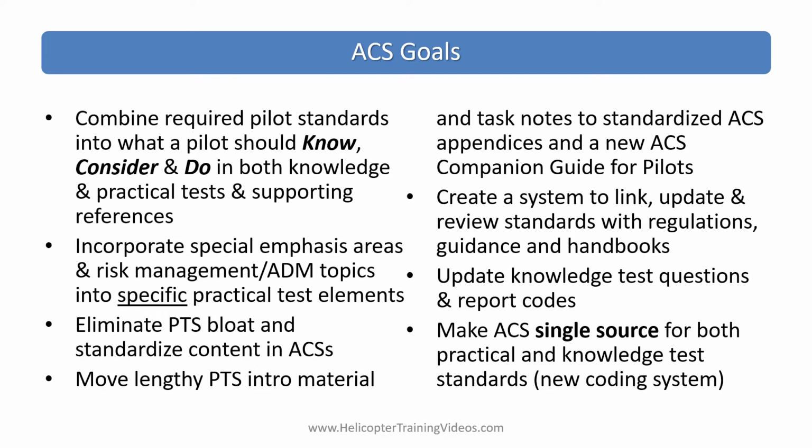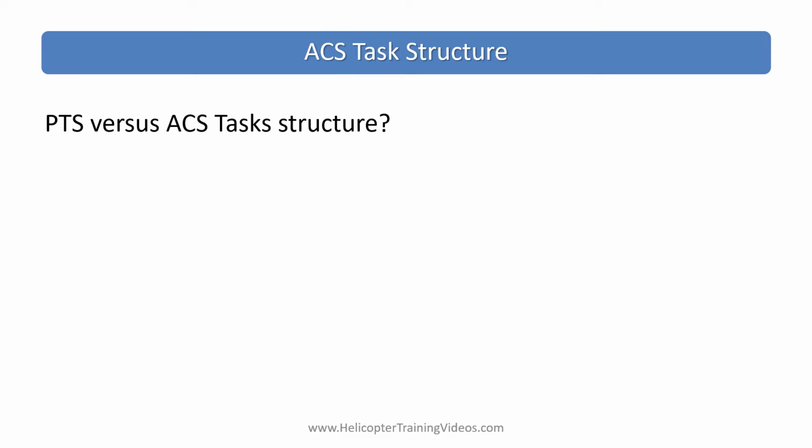So it effectively combines content from 4 other documents, which would have been the PTS, the knowledge test guide, the learning statement reference guide, and the knowledge exam testing matrix. So it also reduces chance of conflicting information, stuff getting out of date between those different documents. So how does a task differ from the PTS to the ACS, the actual task itself?